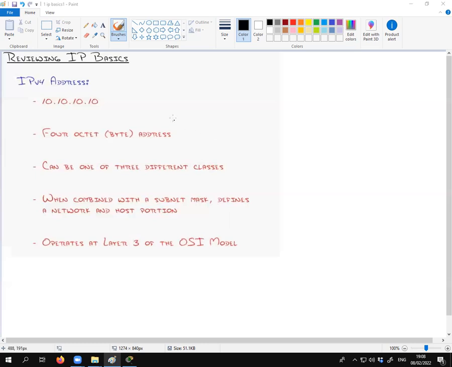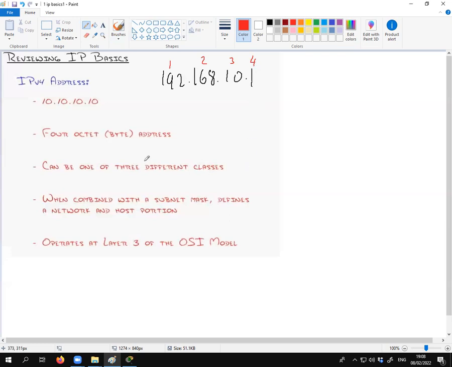So we've got an IP address. 10.10.10.10 is an example of an IP address, but I don't like using that example, so I'll use a different one here: 192.168.10.1. It's split into 4 octets or 4 bytes. I'm going to come back to that later. Each octet is separated by a dot, so you say 192.168.10.1. You've got your first octet there, your second octet, your third octet, and your fourth octet.